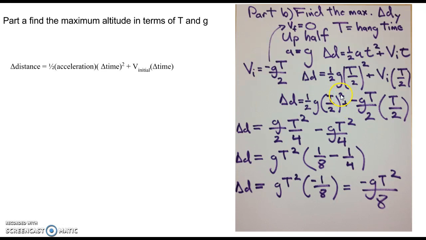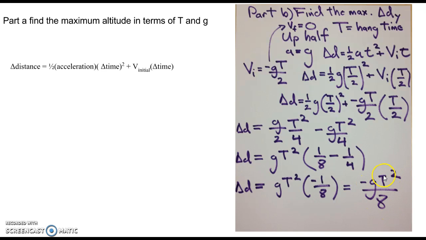It's just all algebra. So the math teachers say we distribute the exponent. T divided by 2 all squared becomes T squared divided by 4. Negative gT divided by 2 multiplied by T divided by 2 becomes negative gT squared divided by 4. And look at this, 2 times 4 is 8. So we have gT squared divided by 8. And we have a gT squared in each one of these terms, so we can pull gT squared out and do 1/8 minus 1/4. That's negative 1/8. And so finally we're left with negative gT squared divided by 8.